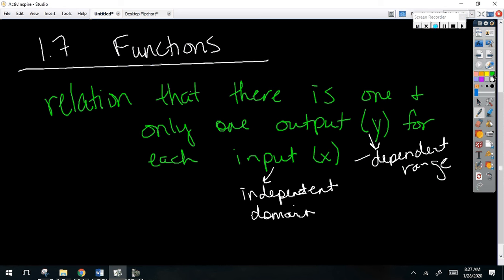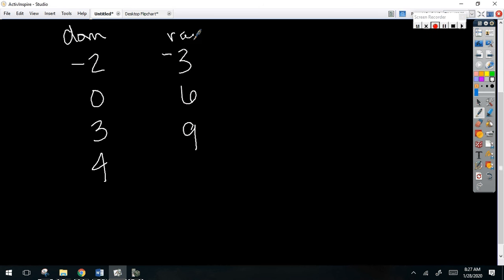All right, let me give you a table. Let me give you a mapping, and I want you to determine, yes or no, is it a function. Negative 2, 0, 3, 4. Negative 3, 6, 9. This is going to be my domain. This will be my range. So in other words, my x and then my y, right? Let's go.